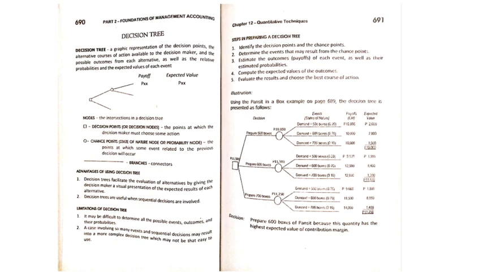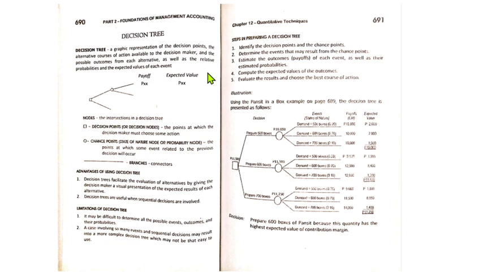So under the decision tree analysis, this is another tool or technique for us to make decisions for a related course of action. A decision tree is a graphic representation of the decision points, the alternative courses of action available to the decision maker, and the possible outcomes from each alternative, as well as the relative probabilities and the expected values of each event.